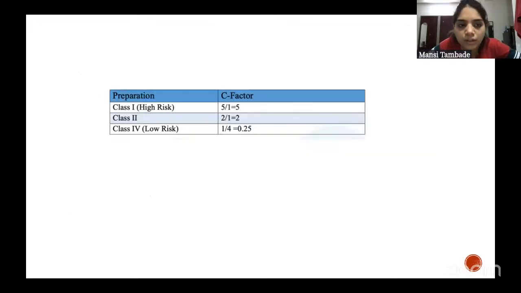These are the different C factors for the different preparations. Class 1 is the highest risk because 5 surfaces of the cavity are involved in bonding. In class 2, 2 surfaces are involved, so the C factor will be much less compared to class 1. Class 4 is of the least risk because only 1 surface is bonded and the other 4 are unbonded. Okay, so 0.25 is the best one, for class 4.